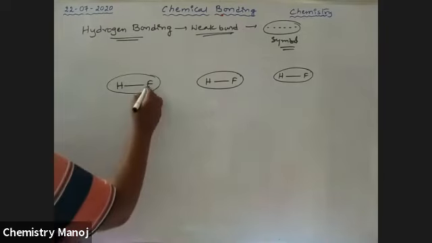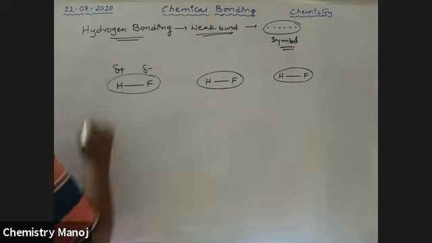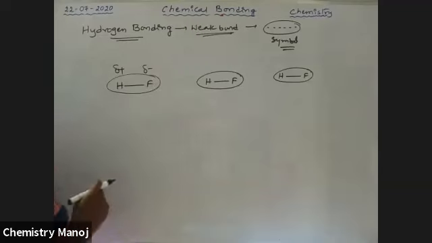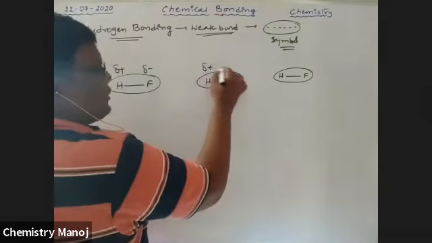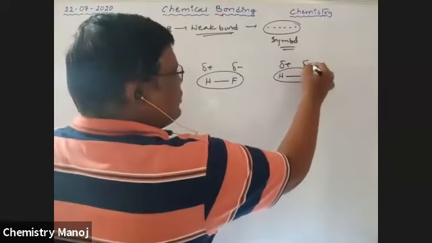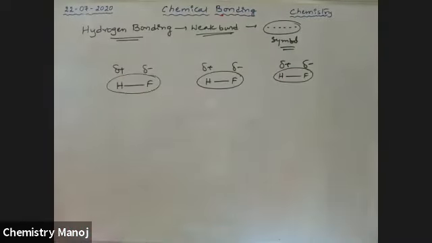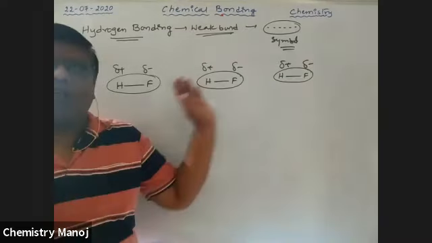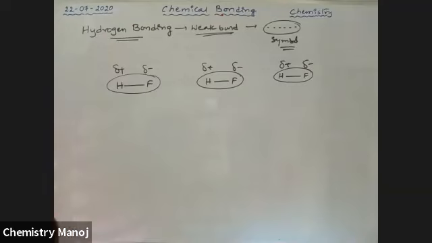Now, this fluorine gets a partial negative charge, and hydrogen gets a partial positive charge because of this polarity. This hydrogen gets a partial positive charge, fluorine gets a partial negative charge. See here also, partial positive charge, partial negative charge. So this is actually happening in your covalent bond because these are polar covalent bonds.